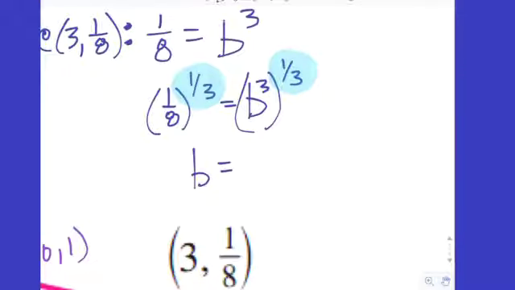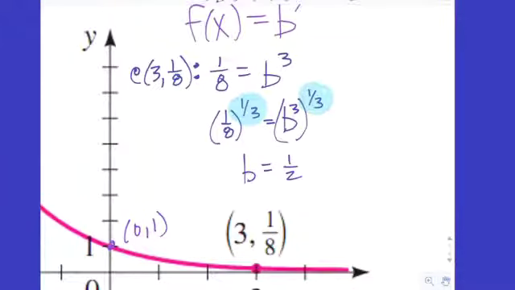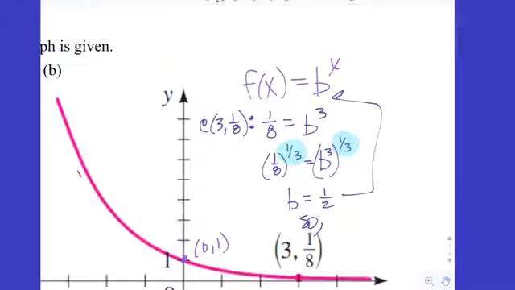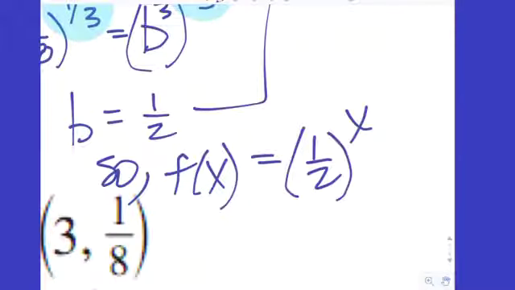What is 1/8 to the 1/3 power? 1/2, because it's the cube root of an 8th, right? Which is the cube root of 1 over the cube root of 8. So it's 1 over 2. Once you get the base as 1/2, then all you got to do is plug it back in here. And the good transitional word is so, or therefore, f of x equals, now because you have a base that is a fraction, you want to write it in parentheses. Without the parentheses, it looks like it's just 1 to the x over 2, which is a very different equation.